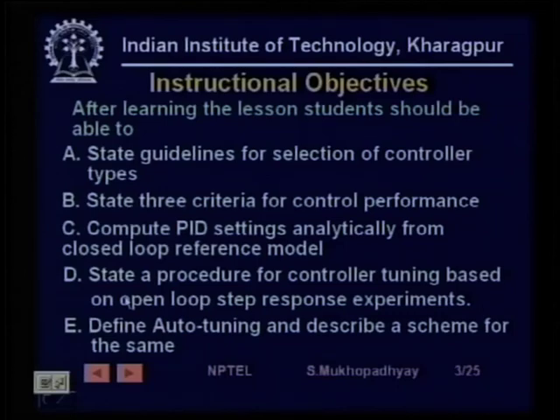And finally, there are certain cases where we need to tune online while the plant is operating, without performing a very special experiment for a long time, where we can quickly perform an experiment to set the gains of the plant when we think that the plant characteristic has changed. That is called auto tuning. So, the student should be able to define what is auto tuning, when it is needed, and describe a scheme for the same. So, these are the basic things that we are going to discuss and that one should pay attention to.